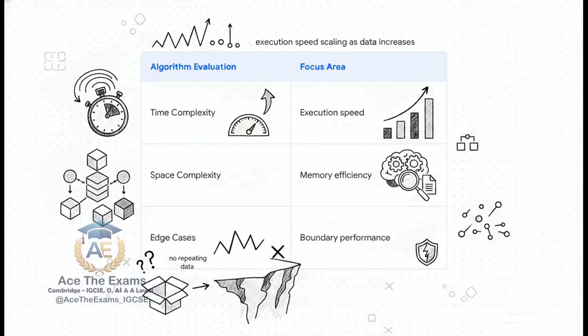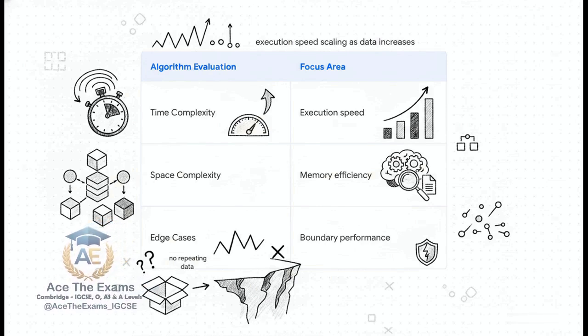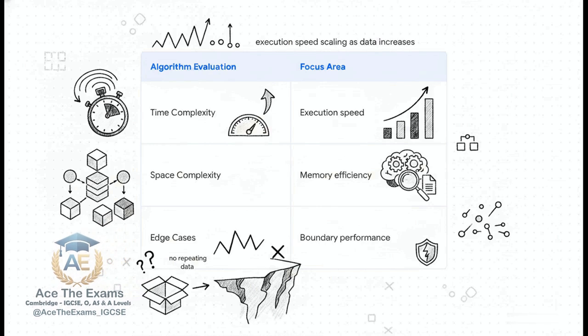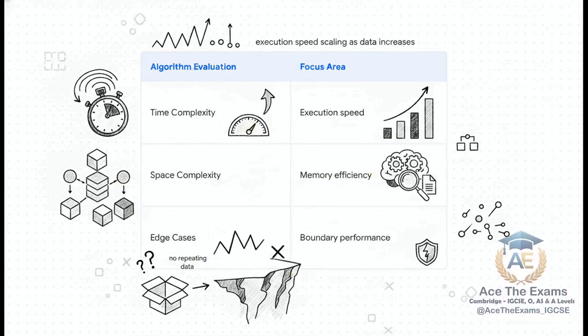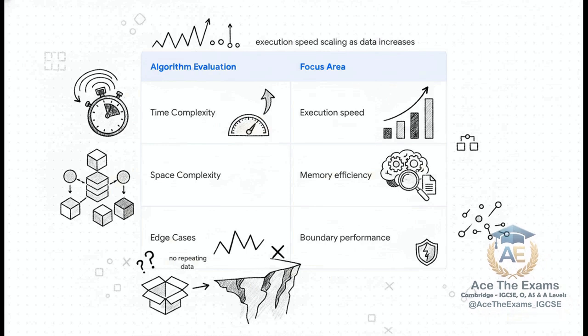They want to know if you understand how the execution speed scales as the volume of data increases. Does the algorithm slow down exponentially when the file gets bigger? Second, space complexity. What is the memory efficiency of, say, the dictionary being built during the compression process? Is it eating up all the available RAM?